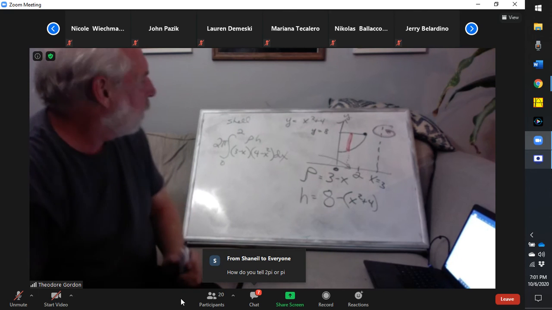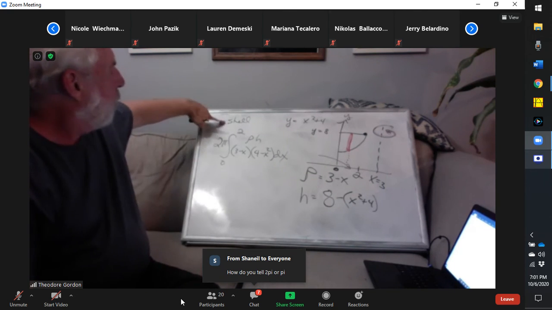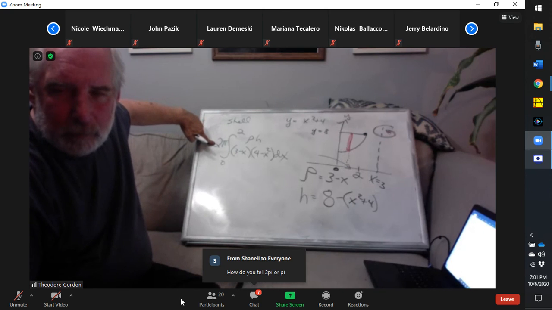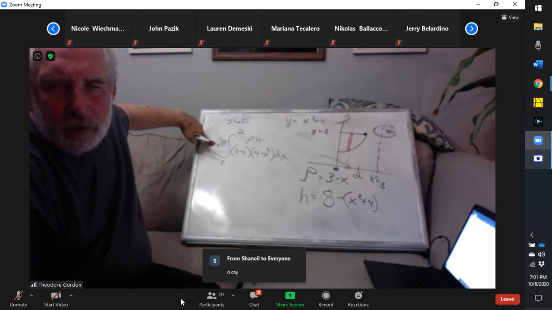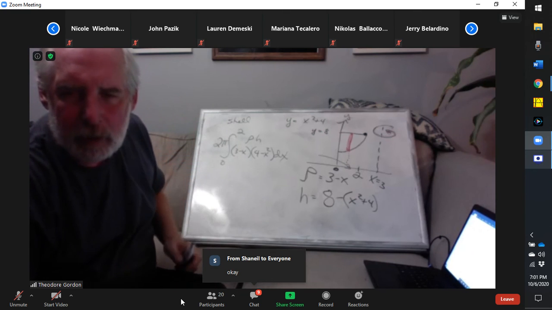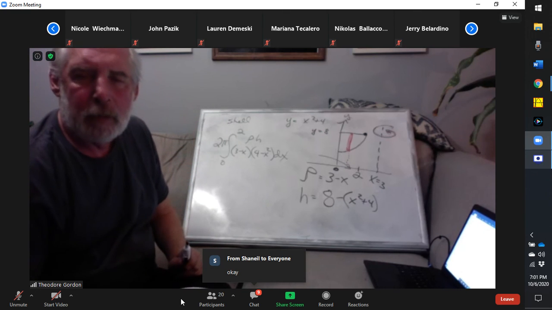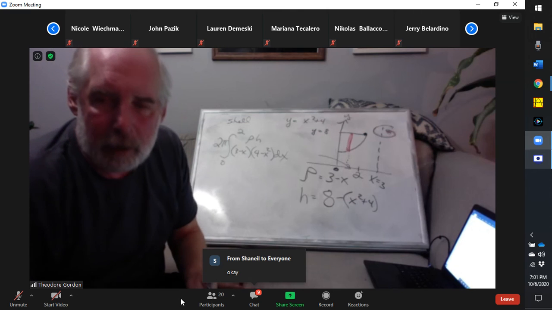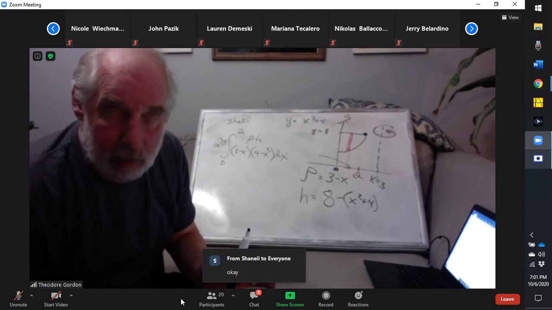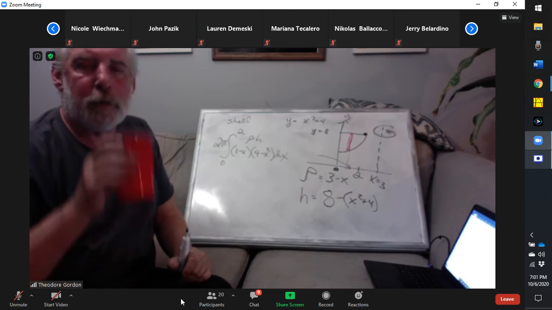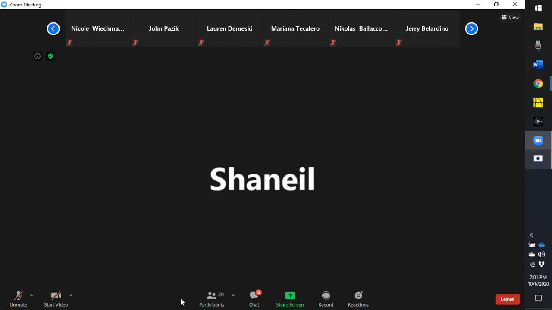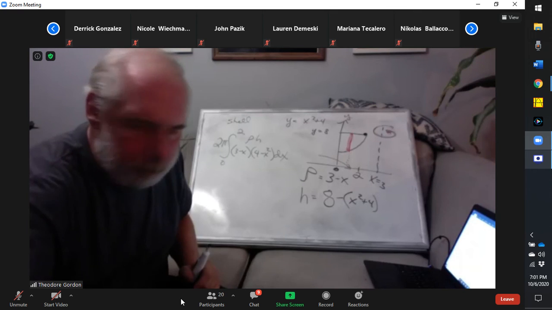Oh, so Chenille, the shell method is 2 pi. Shell method is always 2 pi. Disk and washer are pi. That's part of the formula. No, that's good. Glad you asked it. With arc length, there's no pi's at all. And with surface area, there's another 2 pi. Those are just part of the formula. Okay, thank you. You're welcome.